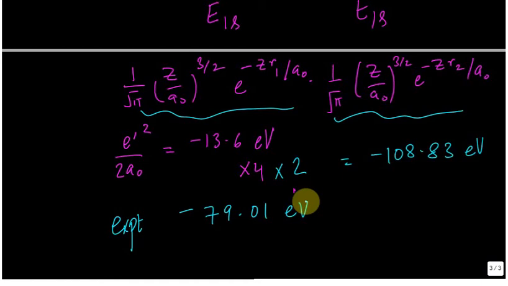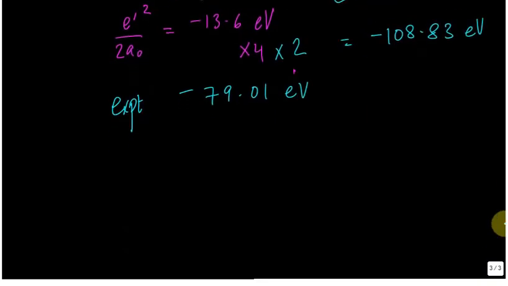I say fine, let me define a guess function, let me make some guess. Because whatever I do, minus 108 is a much lower energy than minus 79. If I make a guess function which is well behaved, I will always get more than minus 79. That's the variational principle. So let's make a guess function.